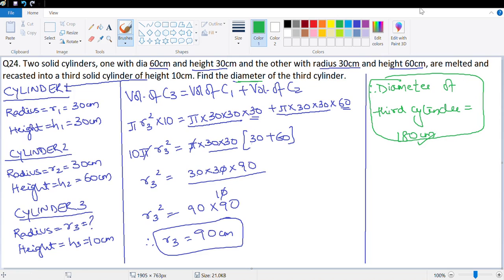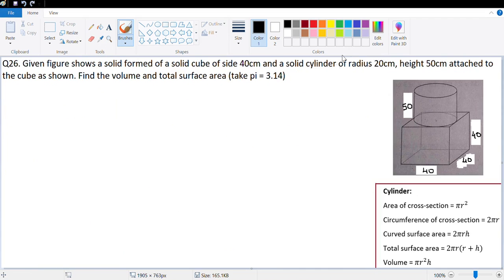Done. Let's look at the last question that I do with you from this exercise. That's question number 26. So question number 26 says, given figure shows a solid formed of a solid cube of side 40 centimeter, which is at the base, and a solid cylinder of radius 20 centimeter and height 50 centimeter attached to the cube as shown. We need to find the volume and total surface area of this solid so formed. So let's figure this out.